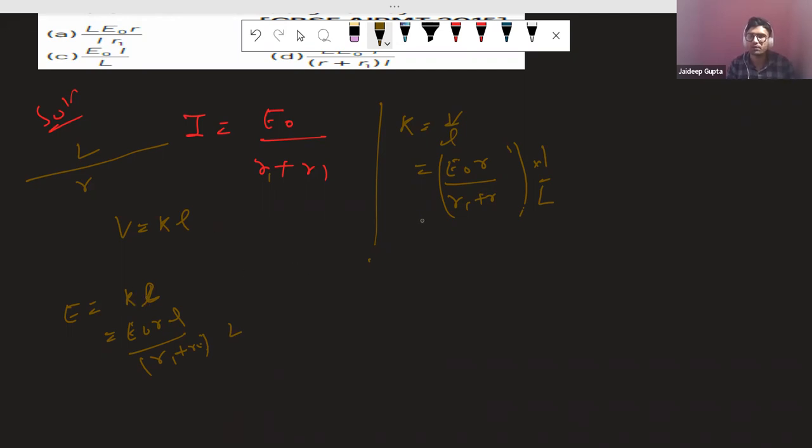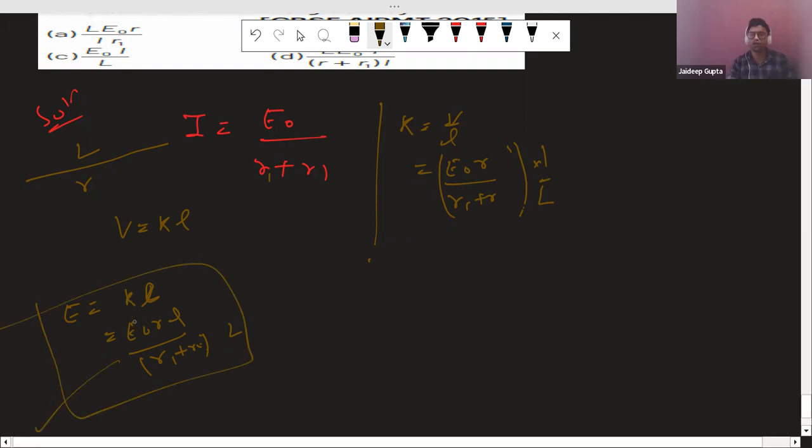How do we calculate it? We will apply the principle of the potentiometer, V equals K times L. Now, we calculate the total potential drop across the wire. R is the resistance of the wire, and if you multiply by the total current, E naught over R1 plus R, you get the total potential drop across the wire. That gives the value of K. Now substitute in this formula, because the balancing length is mentioned, you will get the value of EMF. That's it.